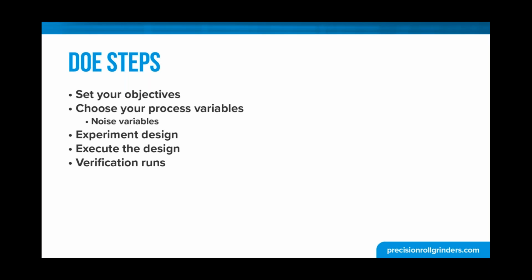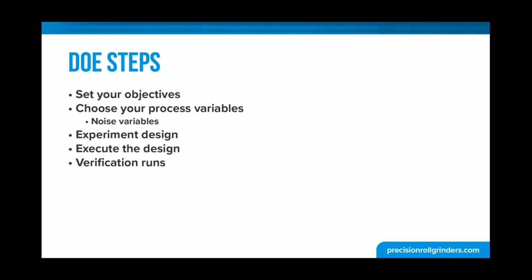Once you've designed your experiment, you want to execute your design, which means going down that line of all those trials or runs and putting that machine or your process, whatever we might be dealing with, to those settings, and then looking at the output or results of your product.